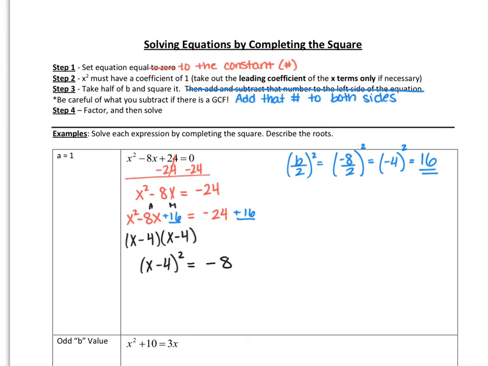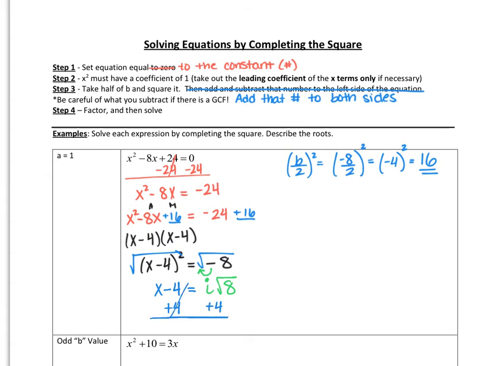So in order to get rid of the square, we have to square root both sides. And when we do, the square and the square root cancel each other out. And we're left with x minus 4 equals, and then we have to break down the square root of -8. So remember, we could take the i and bring it outside. So this is i radical 8. And to get x by itself, we can add 4.